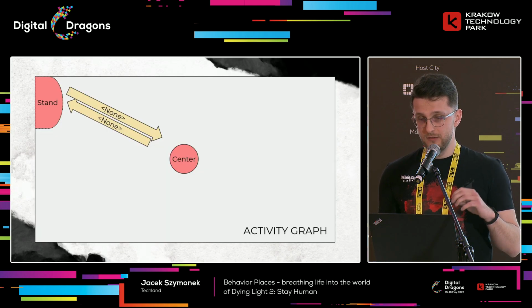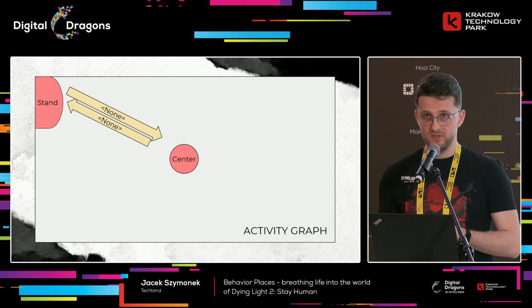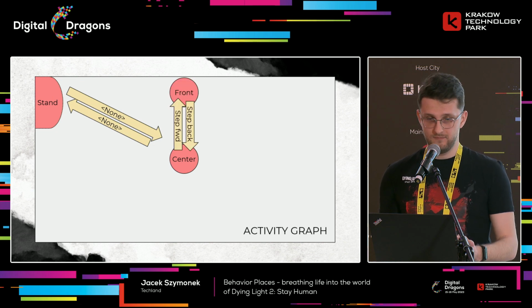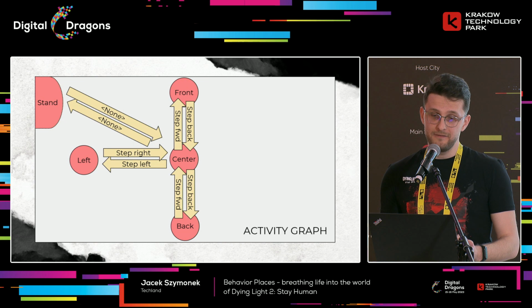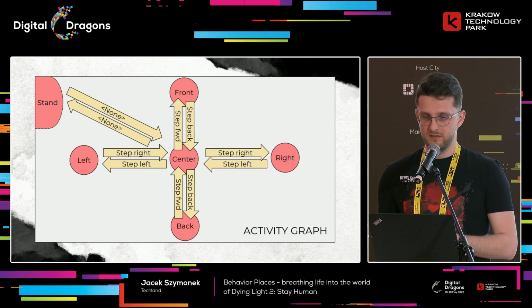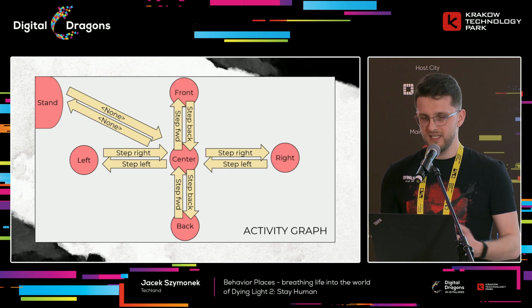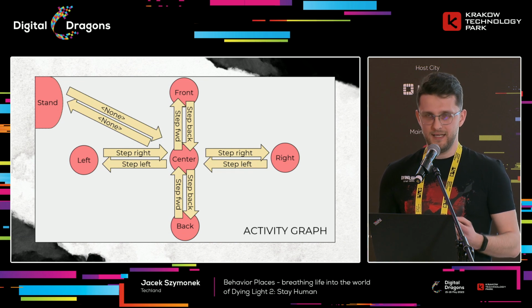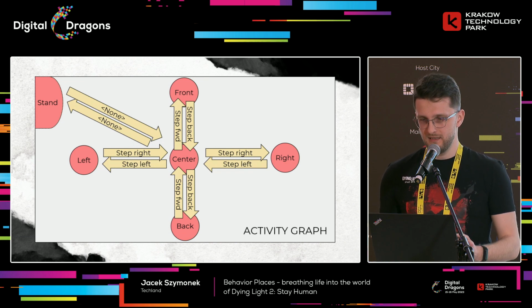This is how it looks like in this example. So starting from the center activity, we can step in 4 directions to 4 other activities: front, back, left, and right. And from each one, we can step back to the center. There is no entry and exit animations from stand to center, since there is no need for a standing to standing animation. We can simply blend in there.